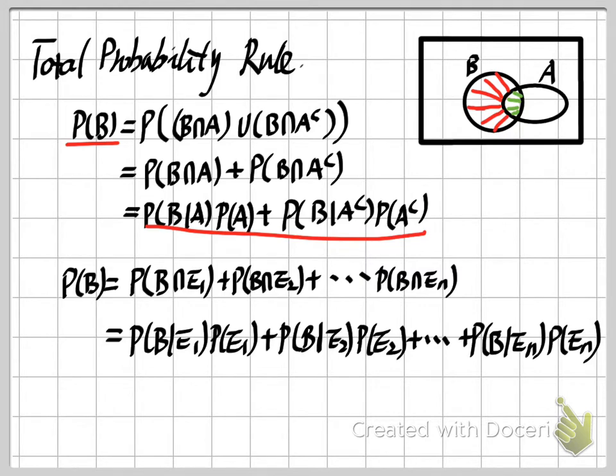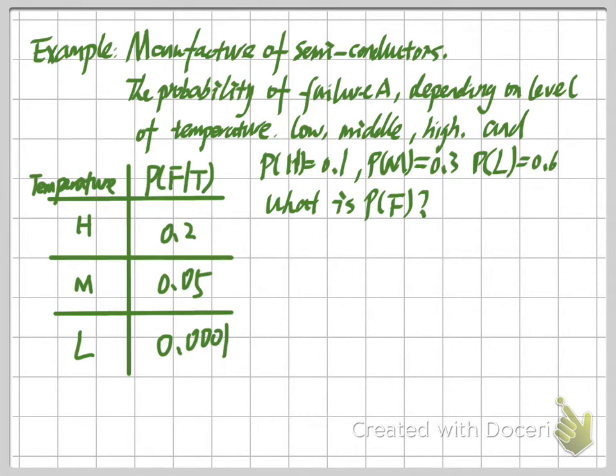Let me give you a short example. The question is about producing semiconductors. Assume that in producing these, we may get some failure. Here we talk about one failure, which is failure F. The probability of this failure depends on the temperature. We divide the temperature into three groups: the temperature is too low, high, or in the middle. In this table, we show how the temperature affects the probability of failure.